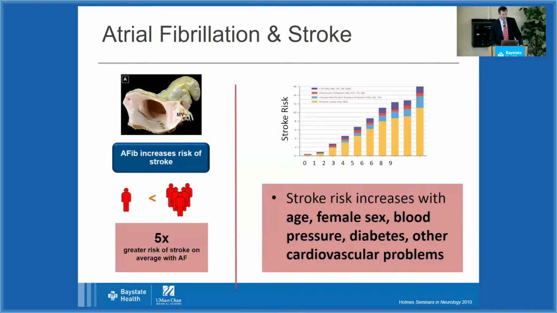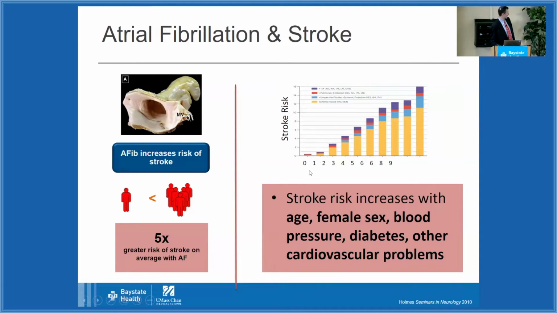So, as it says here on the slide, AFib increases the risk of stroke by about 5-fold. People with AFib have about, on average, a 5 times greater risk of having a stroke than the general population. And within people with AFib, there are risk factors that are associated with an increased stroke risk. And I've put some of those here.